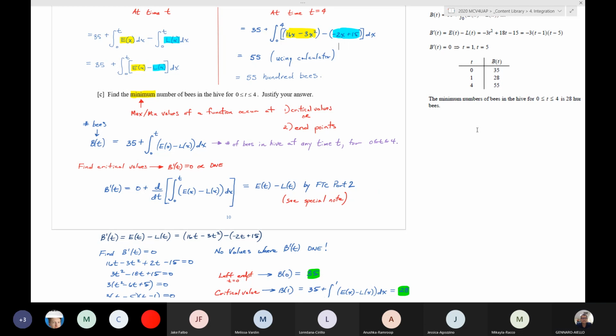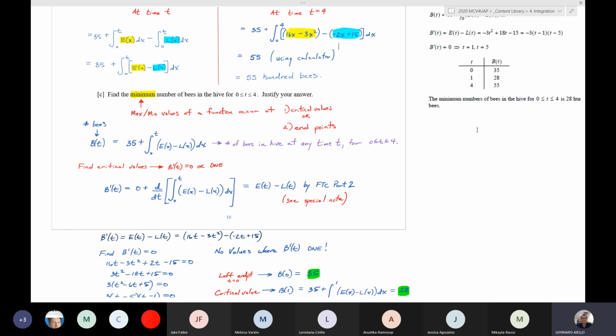Okay, so take the derivative of 35, that's 0. And then I'm going to take the derivative of that integral expression. Well, the derivative of that integral expression, based on what I just tried to explain to you, is just going to be e to the x minus L of x, evaluated at that upper limit variable, which is t. So b prime turns out just to be e of t minus L of t. That's it. That's our derivative for the number of b's.